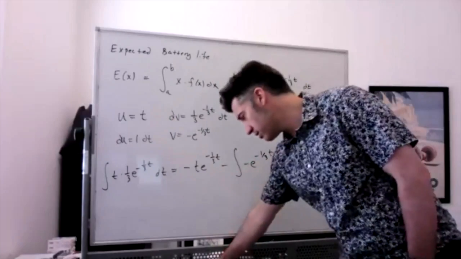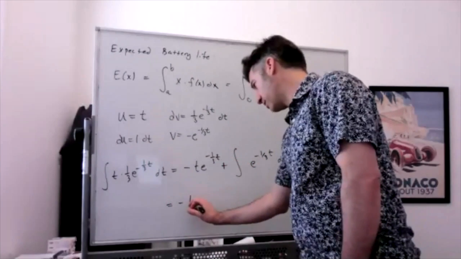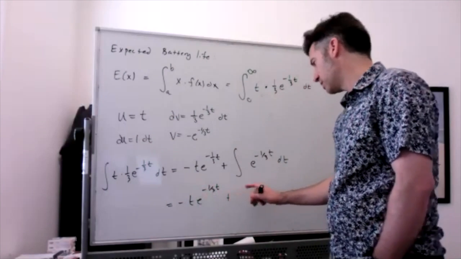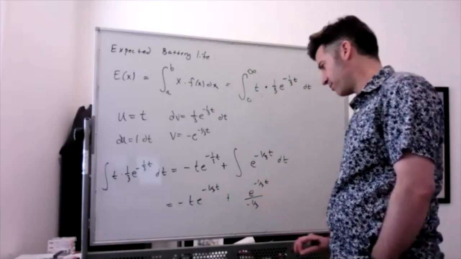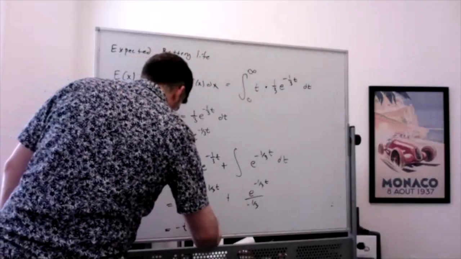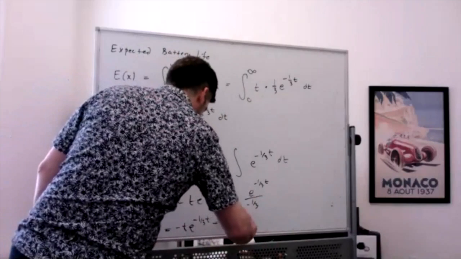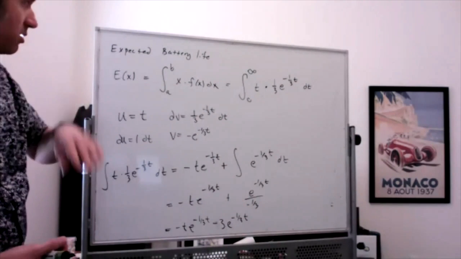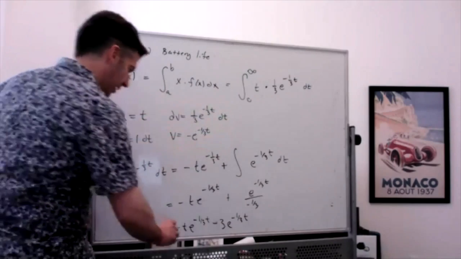Minus is a plus. So then we get negative t e to the -1/3 t plus e to the -1/3 t divided by -1/3. So the integral here is negative t e to the -1/3 t minus 3 e to the -1/3 t. Okay. So then we need to do all the limit stuff as well. So I'm going to erase this part here because I don't think we need it anymore. We've got this.